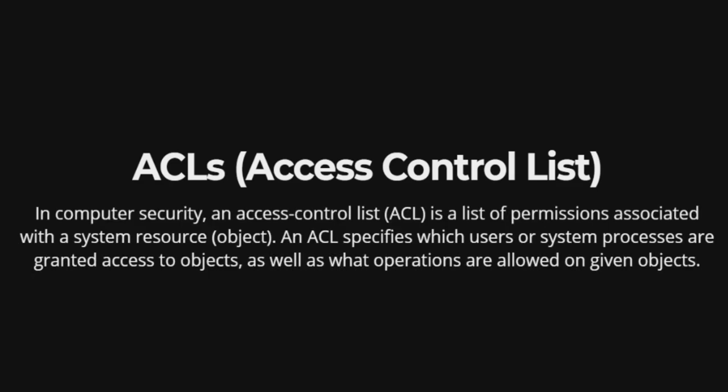ACLs, Access Control List. In computer security, an access control list, ACL, is a list of permissions associated with a system resource, object. An ACL specifies which users or system processes are granted access to objects, as well as what operations are allowed on given objects.